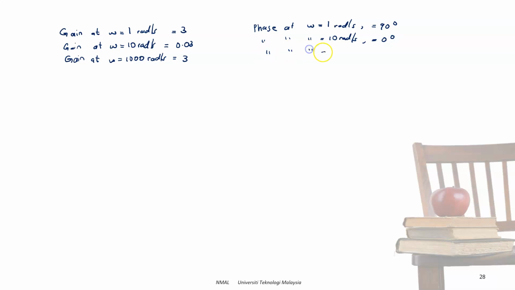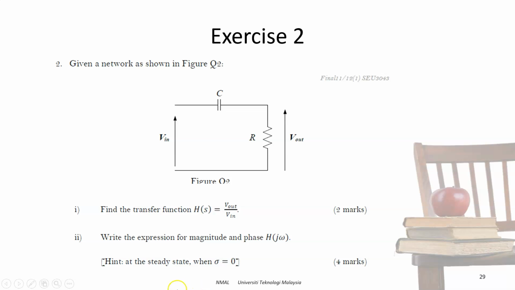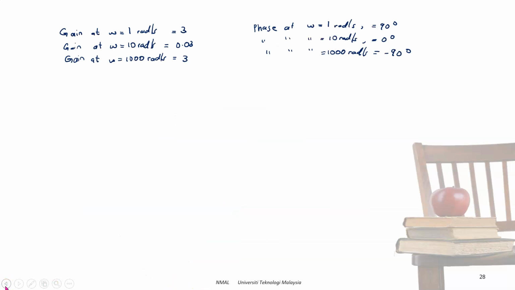Okay, and for the phase at omega equal to 1 rad per second is 90 degrees. Phase at omega equal to 10 rad per second is 0 degrees, and phase at omega equal to 1000 rad per second is negative 90 degrees. So from here we can plot the ideal response for the h(t).